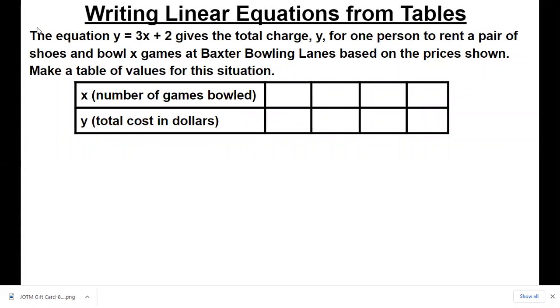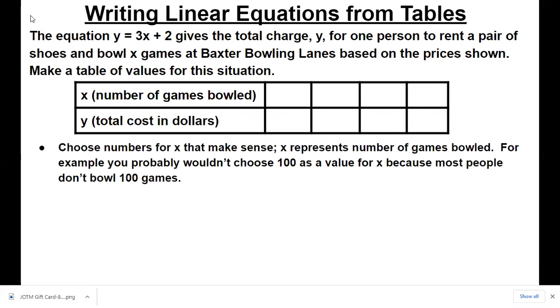So x is going to be the number of games bowled. Remember how the price is going to go up based on the number of games you bowl, and y is going to be the total cost. Notice how the 2 is going to be your $2 flat fee for the rental of the shoes.